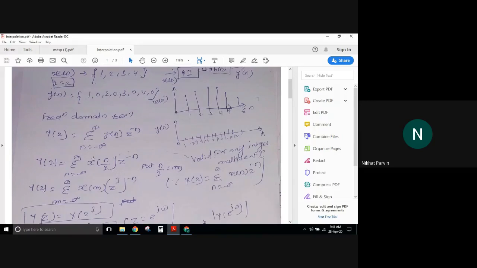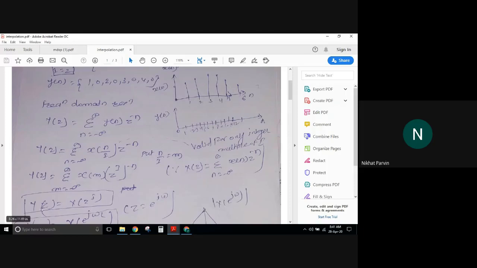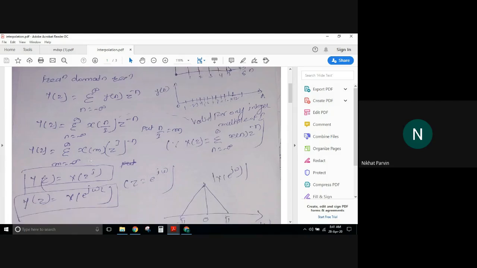Now, if you recall, x of z equals summation over n equals minus infinity to plus infinity x of n into z power minus n. This is equal to x of z only. So when you want the relationship of this output with the input, we are going to do some simple mathematical arrangements. Here, assume this equals some factor, call it m. Substitute into this, you get m equals minus, same, correlate this.